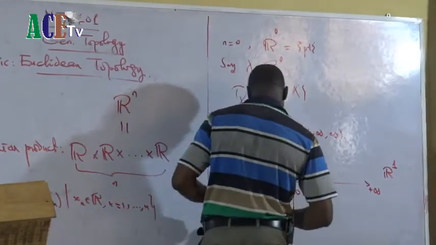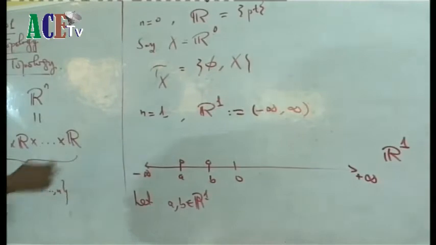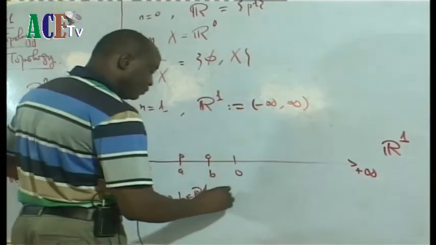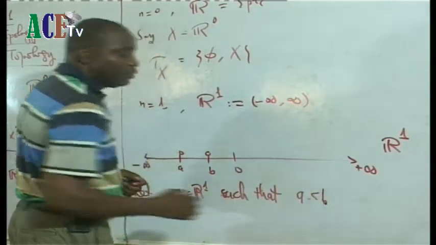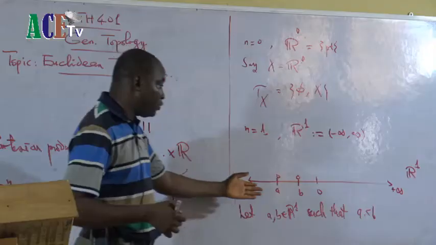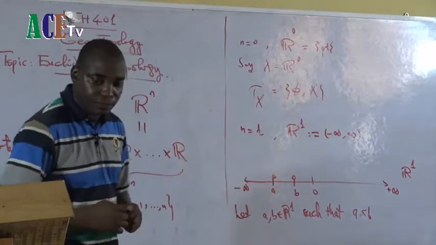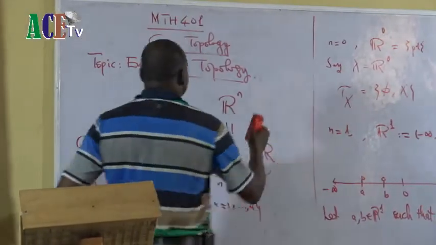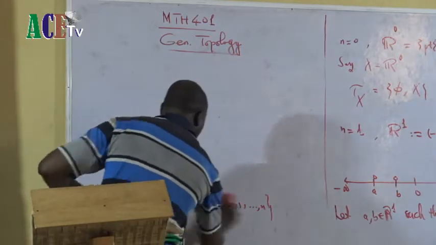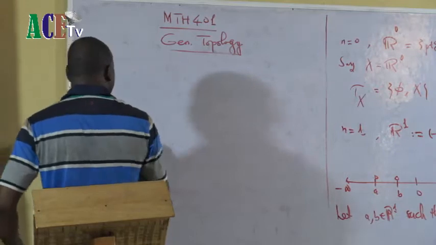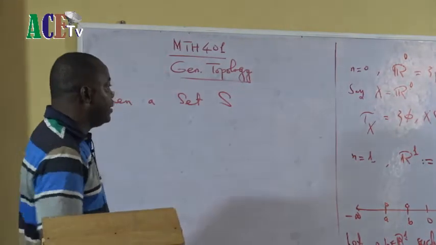And if we say, okay, let A and B be points on the real line, we want to define an open set such that A is strictly less than B. Of course, you know that this is less than this, as it is being ordered on the real line. Then, a set, call it S here, is open.